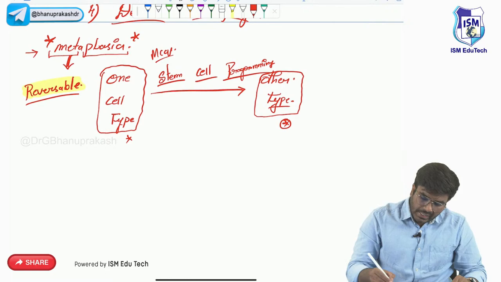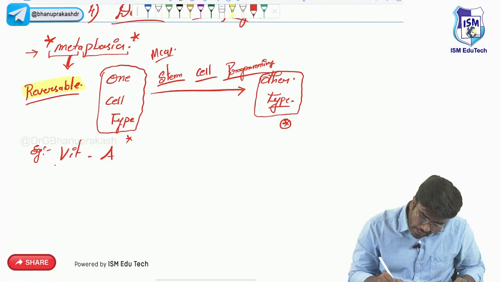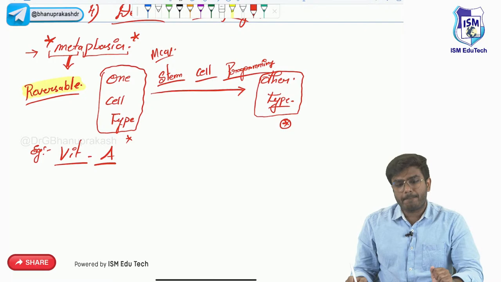Now, the second MCQ which will come in your exam is, which type of vitamin deficiency can lead to metaplastic changes? Very, very important: vitamin A. If you are having vitamin A deficiency, that will cause metaplasia, especially in your cornea. So vitamin A deficiency will cause metaplasia.